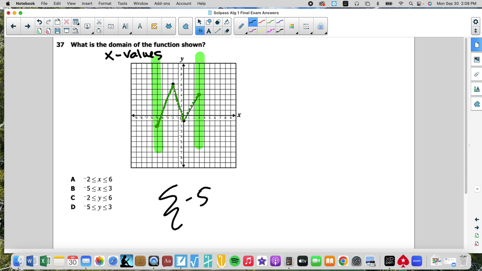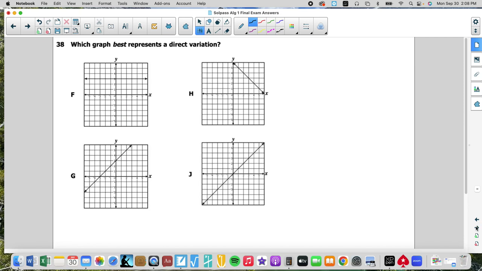So -5 to +3, and my x is going to be between those. So -5 is less than or equal to x, which is less than or equal to 3. That would be B. That's my domain. My range, my y values would go from -2 to +6. That would be my max value. So that's all we're trying to find, are the range that they sit between.